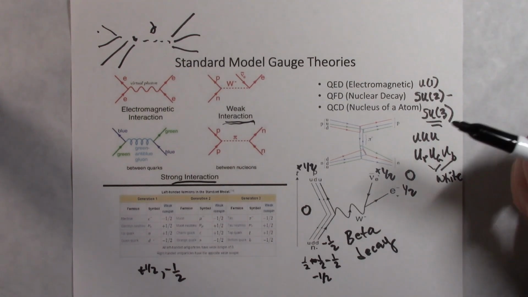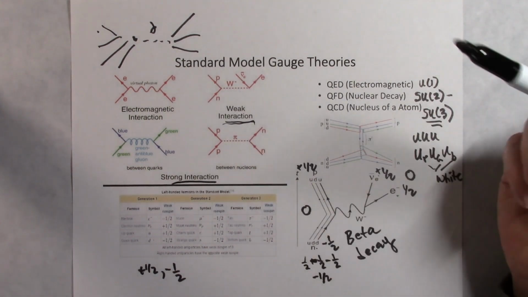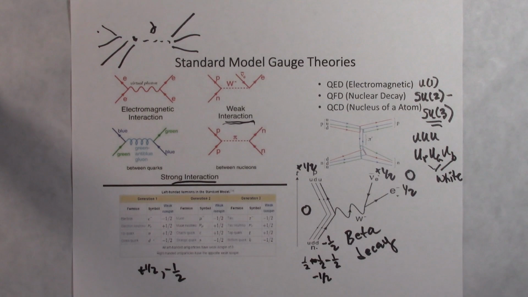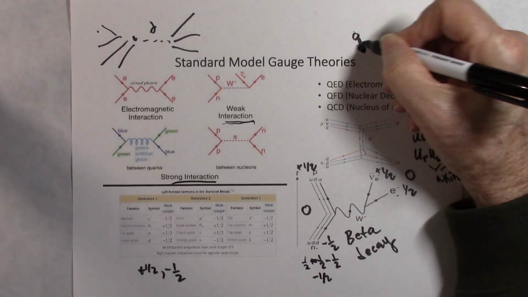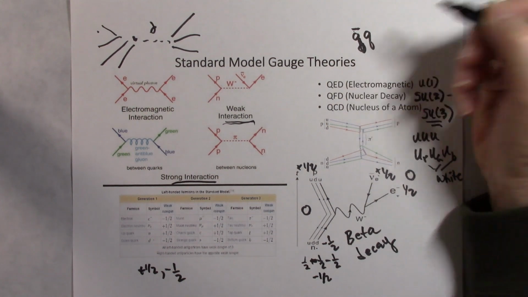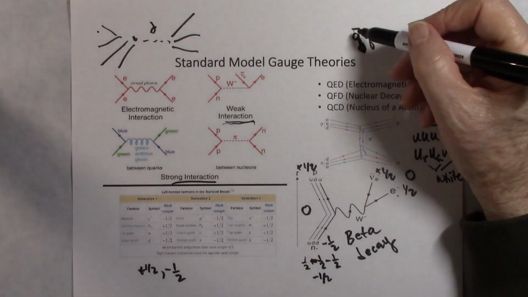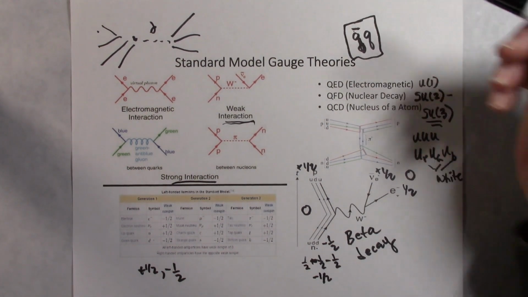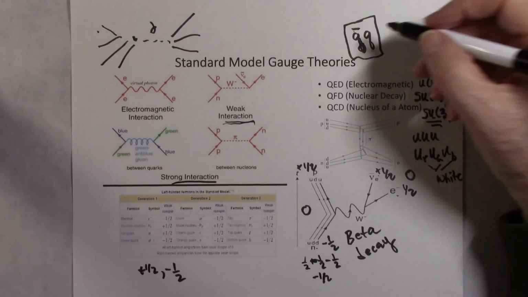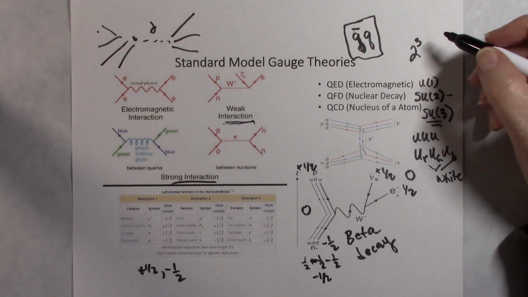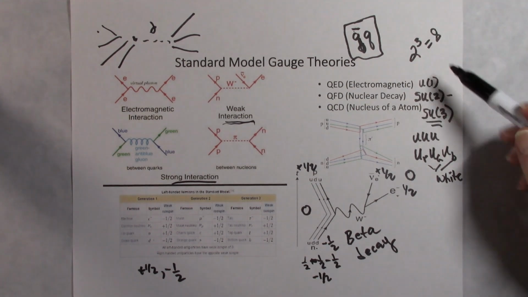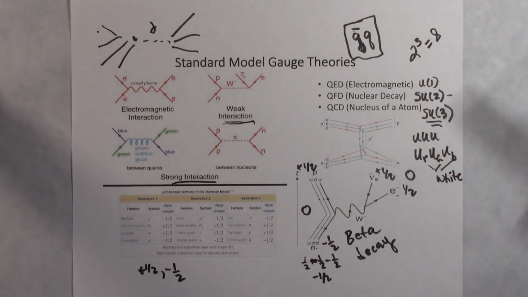The mediating particle in the strong interaction is the gluon. That's what holds the quarks together. And a gluon is an antiquark and a quark pair. That's a boson. Since the symmetry is 3, you might guess that we take 2 and raise it to the 3rd power. That would give us 8. And so you might surmise that there are 8 gluons.